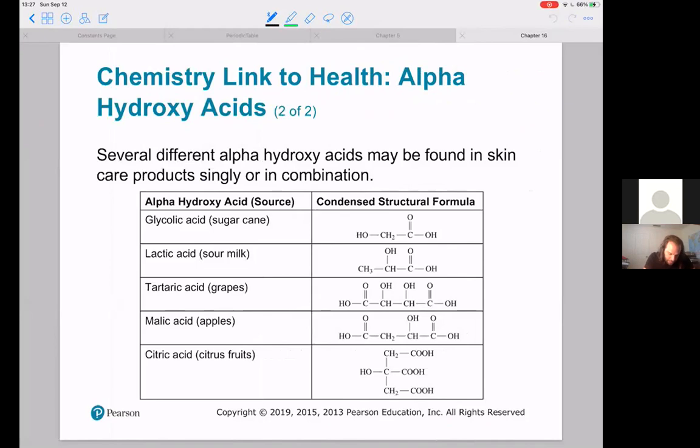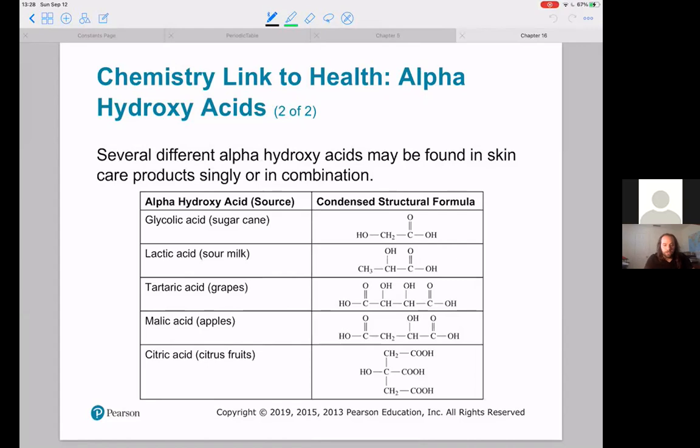So some big ones would be the glycolic acid, which is found in sugarcane, and lactic acid, which is both kind of what that sour milk taste is, but also what builds up in your muscles after you work out. That's an alpha hydroxy acid.